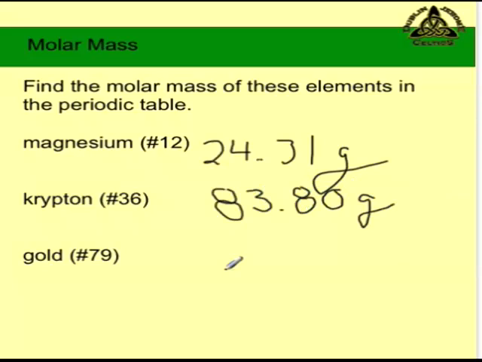grams. And gold, Au, number 79 in the periodic table, in the middle, gold has a molar mass of 196.97 grams. And that means that if you have 196.97 grams of gold, you have 1 mole of gold. And you have 6.023 times 10 to the 23rd atoms of gold.